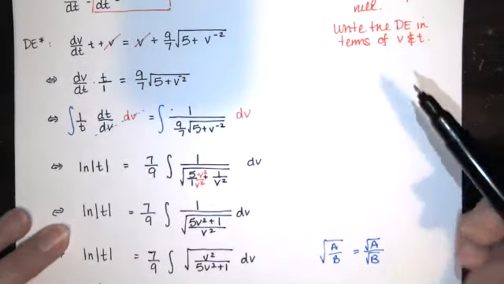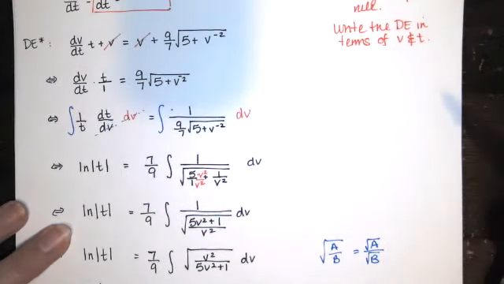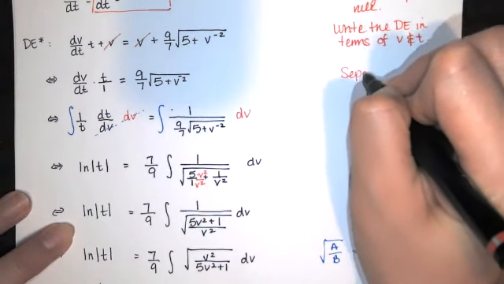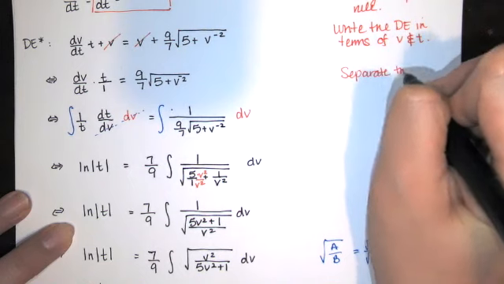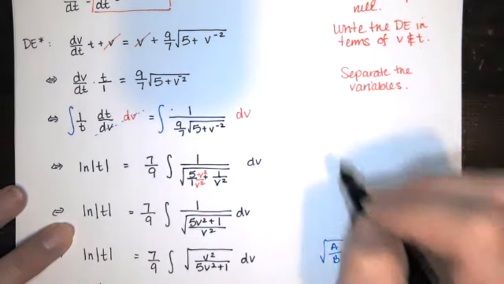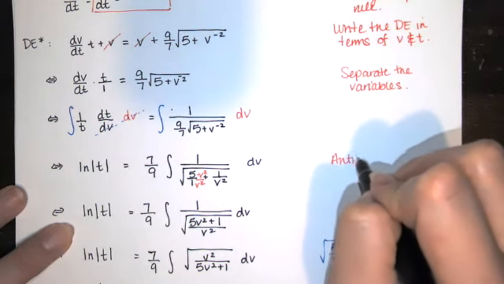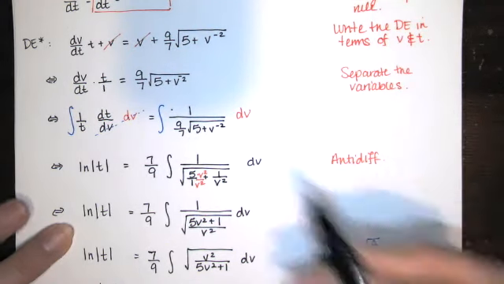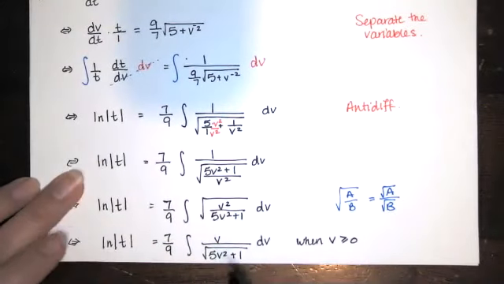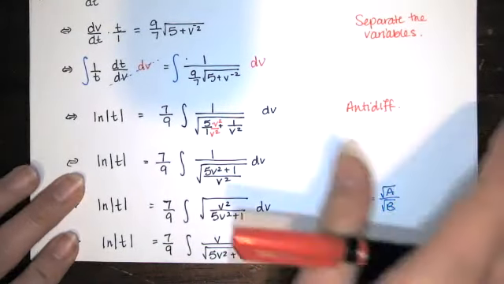So let's see, what did we do? We wrote the differential equation in terms of v and t, and then we separated the variables. And then our goal is to anti-differentiate, but we weren't able to anti-differentiate this side until we did a lot of algebra to write it in this form. Now that it's in this form, we can anti-differentiate.